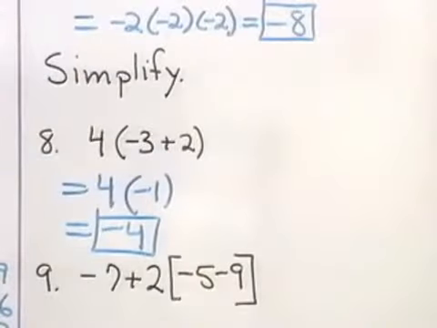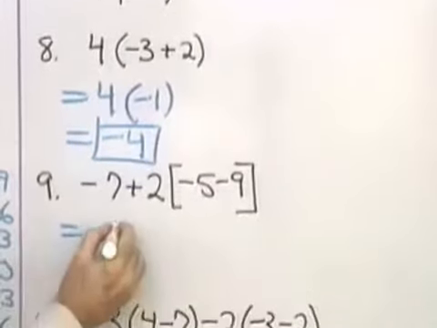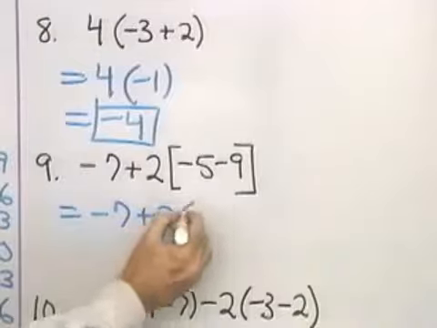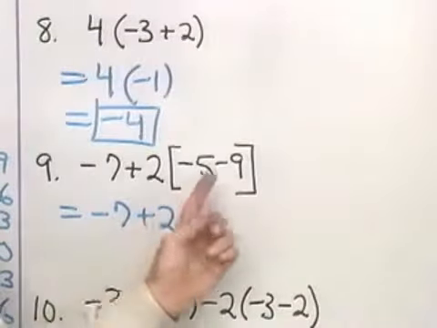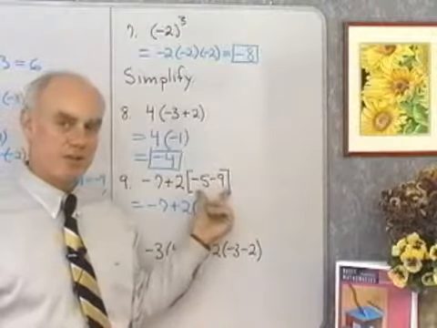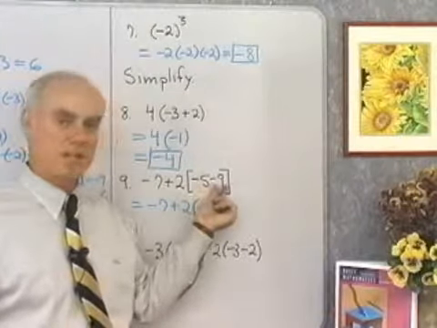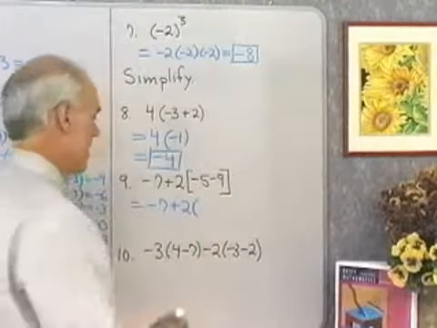Down to our next example. I'm going to work inside the brackets right here. This is negative 7 plus 2 times negative 5 plus negative 9. Now remember, this is a subtraction problem, but I think in terms of addition. So negative 5 plus negative 9 is going to be negative 14.